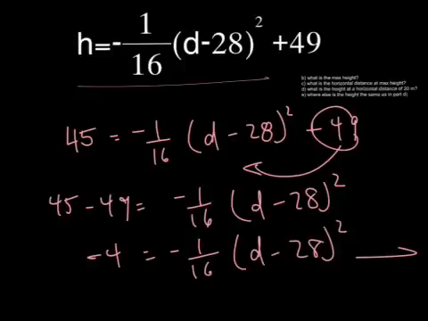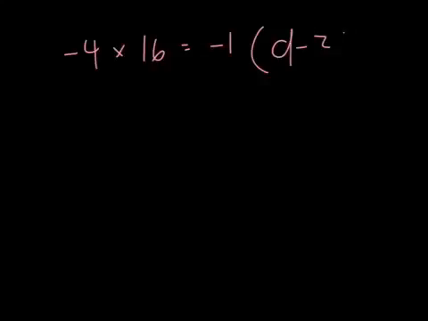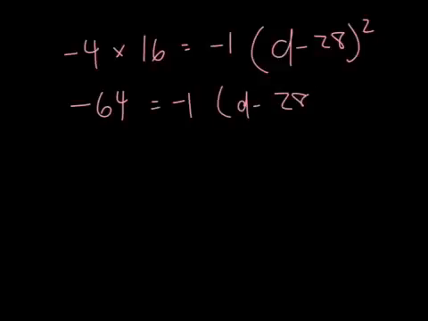We'll take this onto our next slide. So now we're going to have negative 4 times 16, because we're going to move that over, and d minus 28 squared is going to give us negative 64. Really, we're just undoing the same values we did in the last one. Negative over here and negative over here, we can just make into a positive. So if we wanted to solve this, 64 is equal to d minus 28 squared.